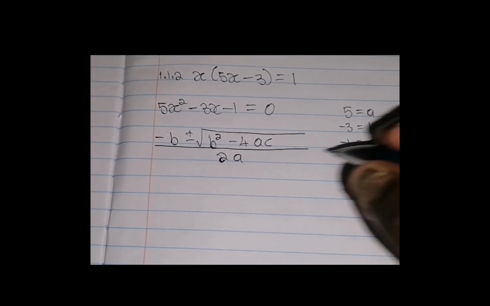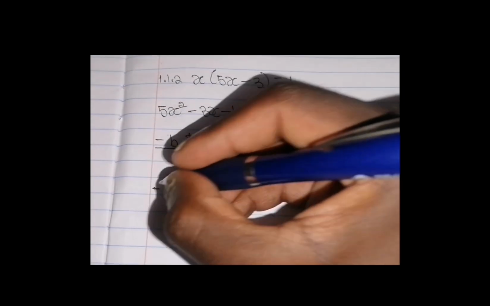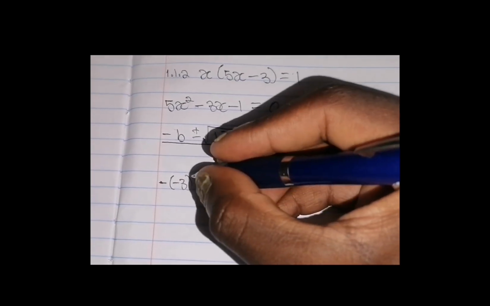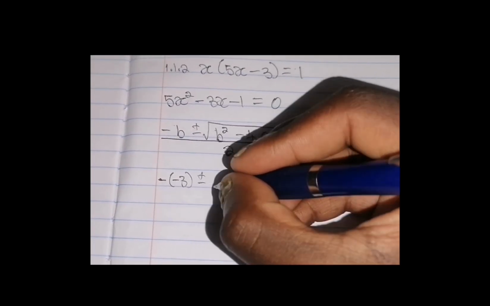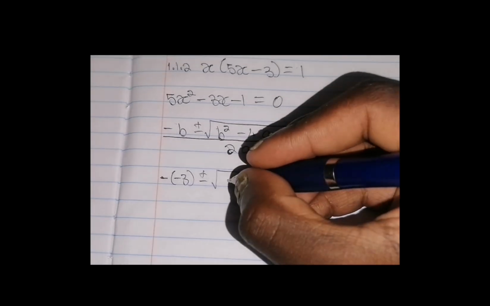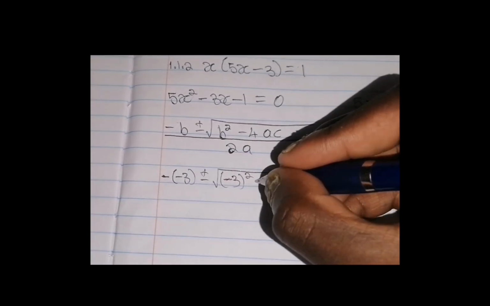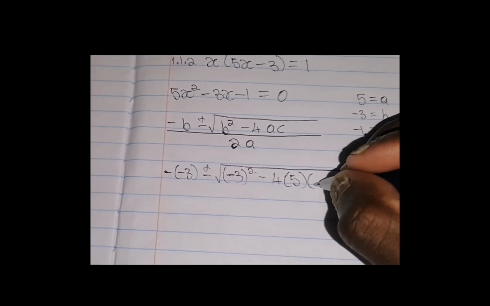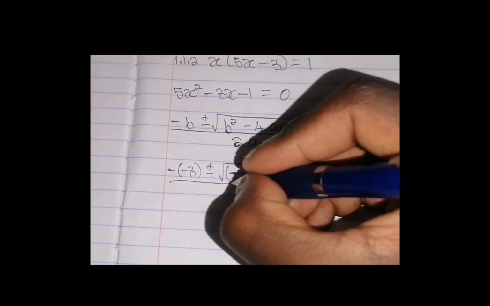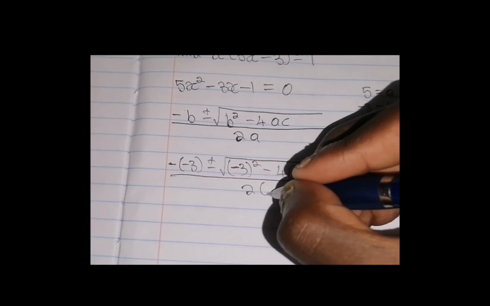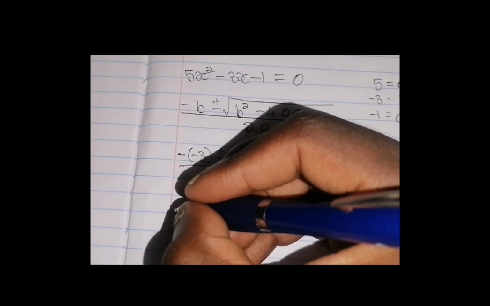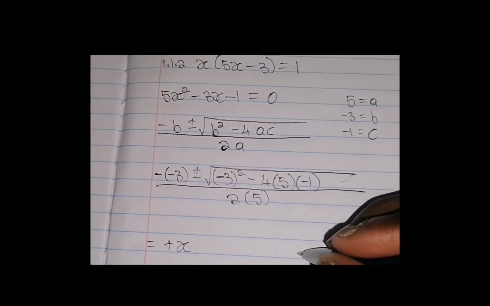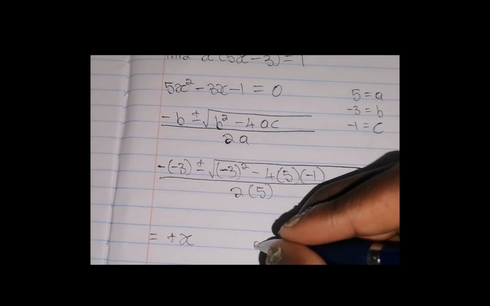So we know that b is negative 3, so we'll have, you use the bracket, negative b, so it's negative of negative 3, plus or minus the square root of negative 3 inside the bracket to the exponent of 2, minus 4 times a, we know that it's 5, and c, we know that it's negative 1. Close that bracket, over 2a, it's still 5. Now the thing that you do is put this in your calculator and you'll get your positive value of x and your negative value of x. Then you put the 'or'.